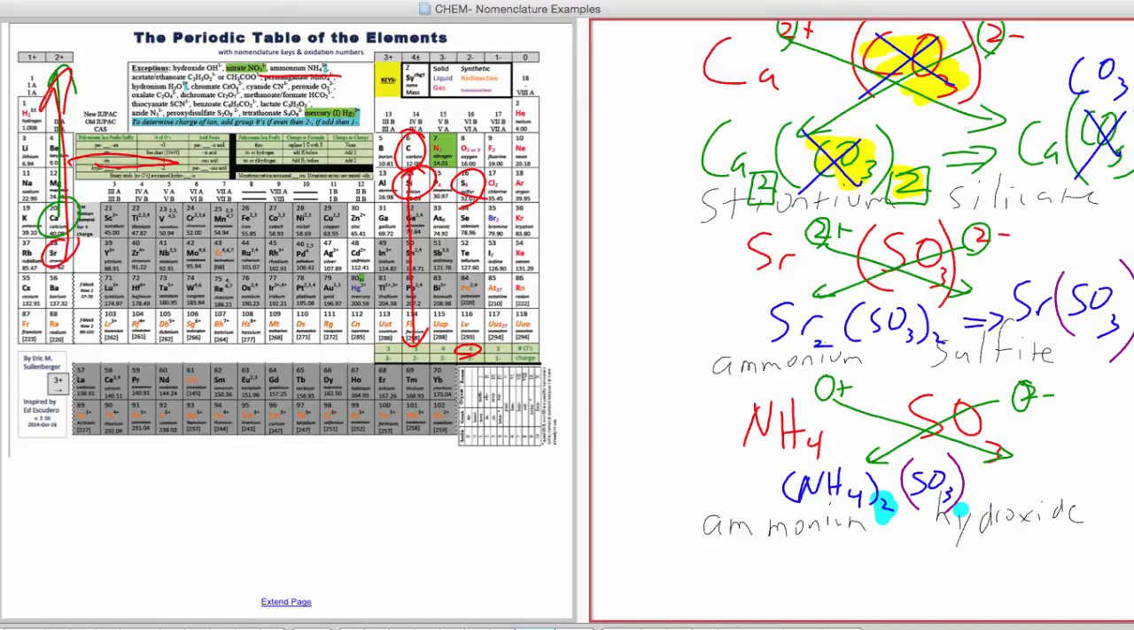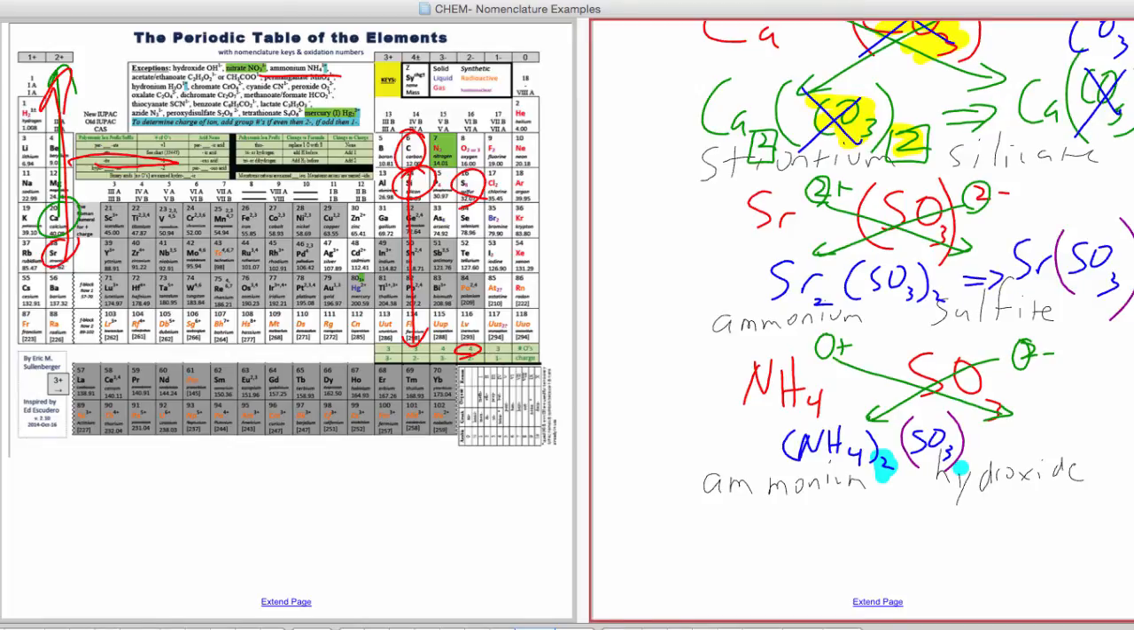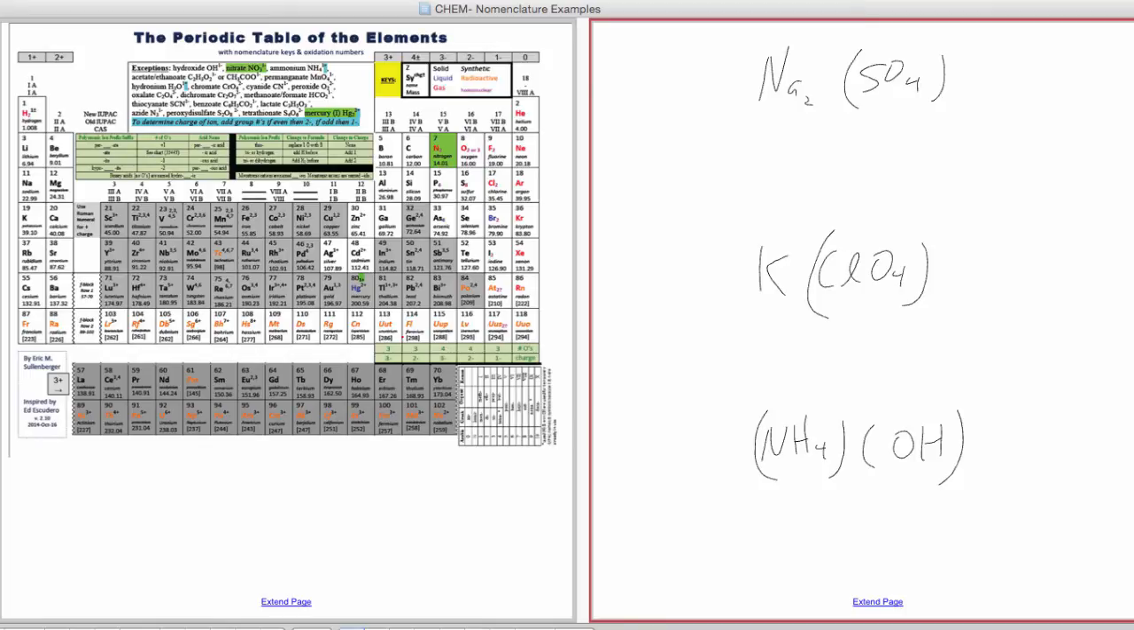And we can even have a compound that is all polyatomic ions. Ammonium, NH4 with a 1+ charge. Hydroxide, OH with a 1- charge. Crisscross the invisible ones there, and you end up with NH4OH. Of course, once again, we can do the reverse process.